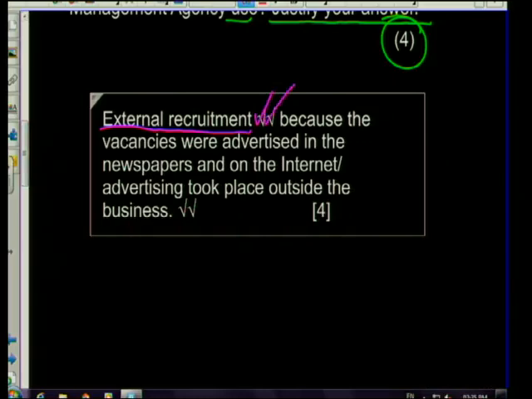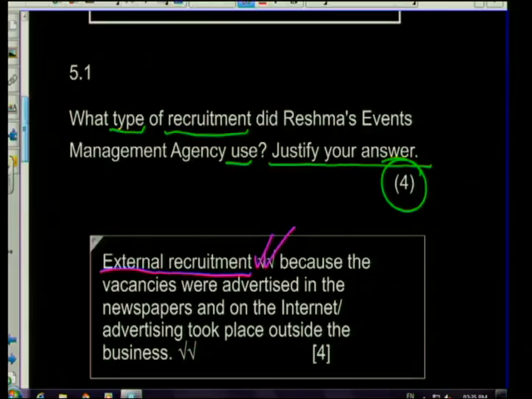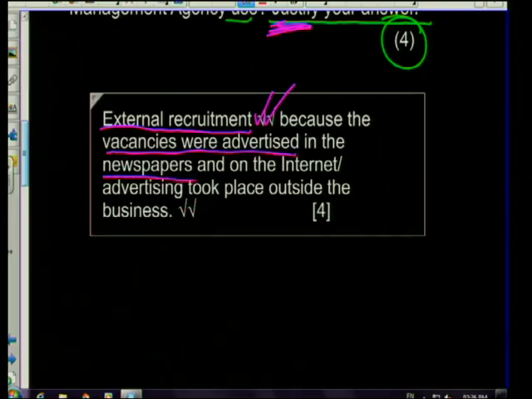Easy enough. Then they ask you, the second part of this question is, justify your answer. So in other words, why do you say it is external? And quite simply put, because the vacancies were advertised in newspapers and on the internet. So it took place outside of the business. Easy 4 marks for you to have.